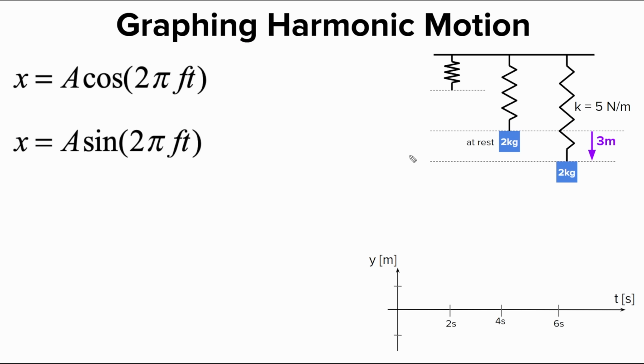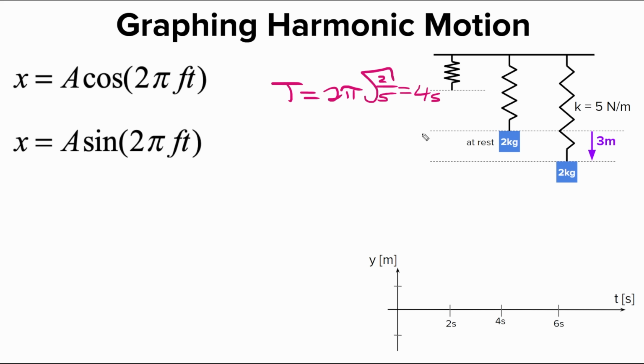So say you wanted to graph the motion of the same scenario we had before. Well, first thing to do is probably figure out what the period is. The formula for the period is 2 pi root mass, which is 2, over k, which is 5, and it turns out you get about 4 seconds. So down here, we should go through a full cycle in 4 seconds.